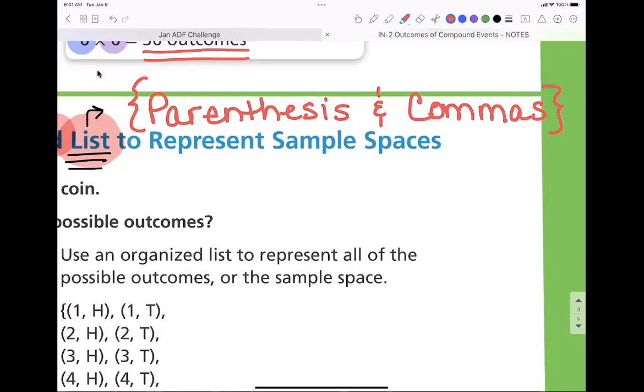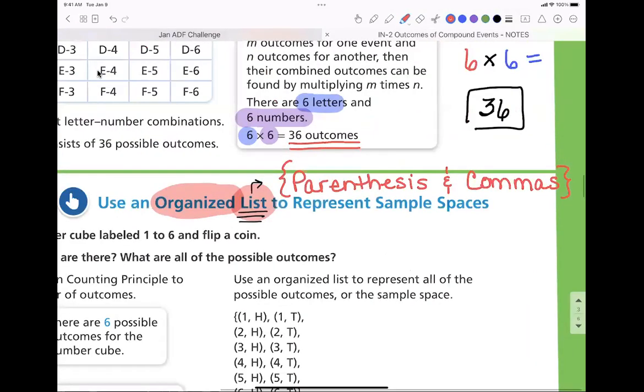If you think about an X and a Y chart, a table, each time you have an X and a Y together, they create an ordered pair. Basically in a table, when this axis is event 1 and this axis is event 2, every square where they intersect creates this ordered pair. And that's how you would write it.